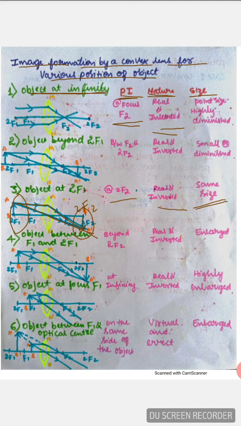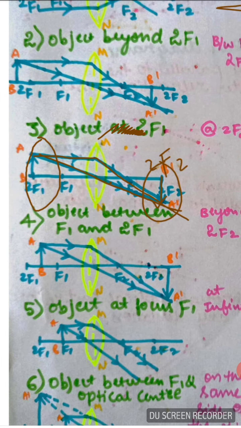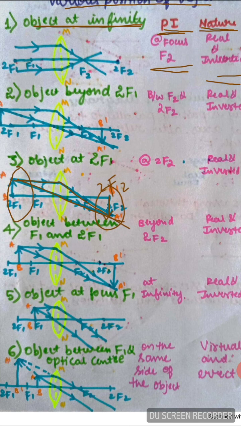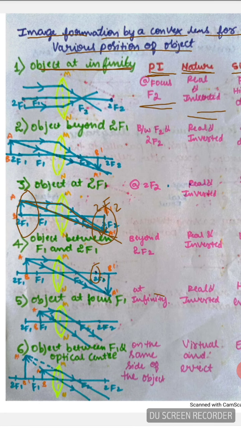Okay, next we will place the object between 2f1 and f1. Here, this is 2f1, this is f1, and between these two we are placing the object AB. One ray we will pass parallel to the principal axis. After refraction it will pass through the focus. One more ray we will consider is passing through the optical center. So if you see the image, it is formed behind 2f2.